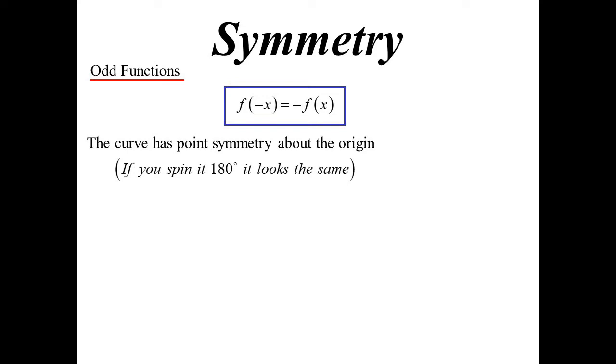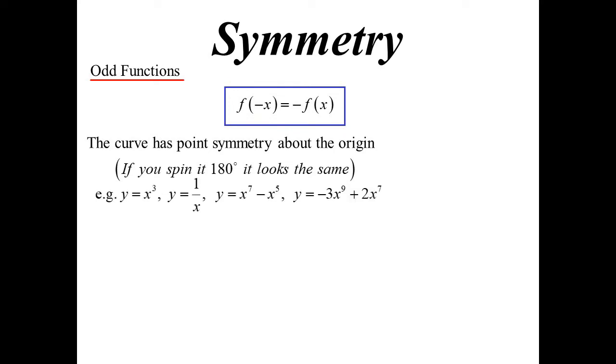If you spin it 180 degrees, it looks the same. So our hyperbola is a classic one there. It's discontinuous at x equals 0, you will notice. The cubic is also an odd function. That one goes through (0, 0). So rotate it 180 degrees, you get the same picture.